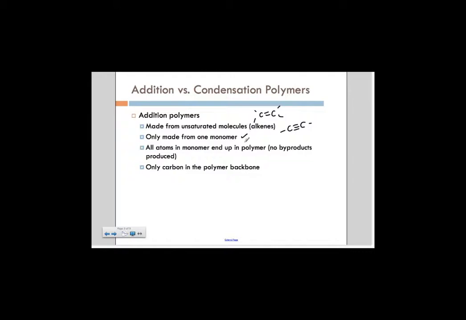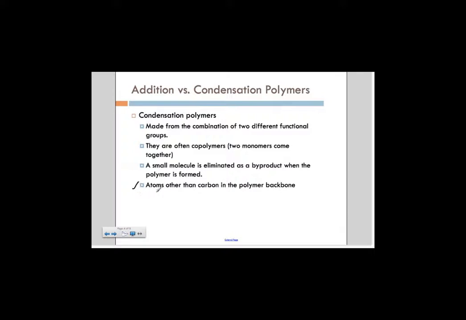Likewise, they're always made from one monomer. You can just take ethene and polymerize it to make polyethylene. All of the atoms in the monomer end up in the polymer. So in other words, you're not going to form any kind of byproducts like you do for condensation. And then this is a really key one and makes it easy to identify addition polymers. All you see in the backbone is carbon. So if you see any other elements in the backbone other than carbon, you know that you have a condensation polymer instead of an addition polymer.